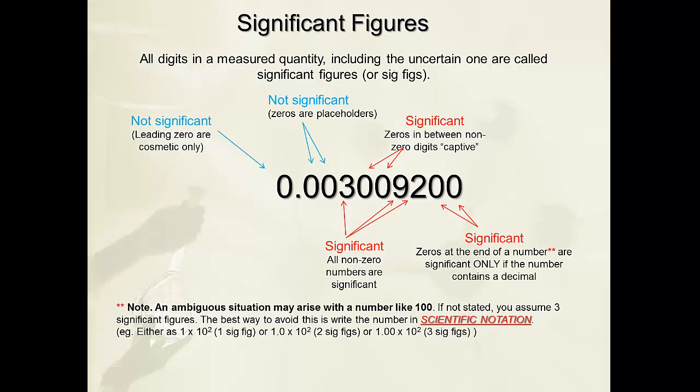So in this number that we've got here, for example, 0.003009200, you can see we've got a decimal place there, okay? And we've got a leading 0. So the 0 before the decimal place is not significant. That's cosmetic only. It's only there to show where the decimal place is, okay? If there was a digit to the left of that, then that 0 would become significant. But in this case, because there's no figures to the left of that 0, it's not significant.